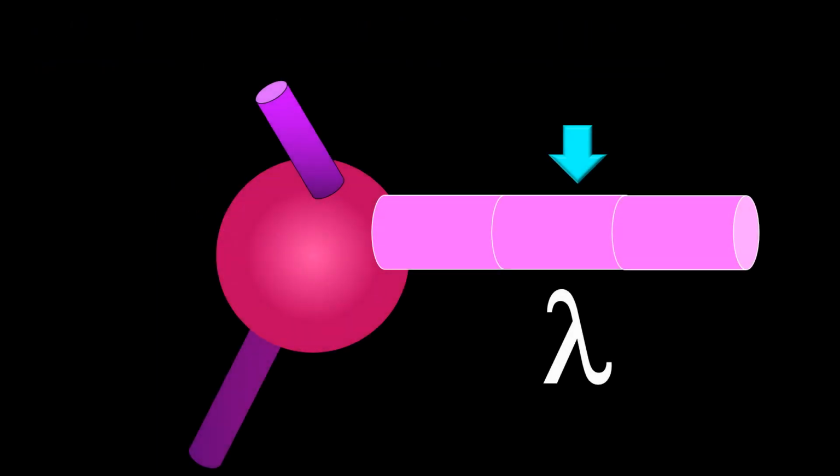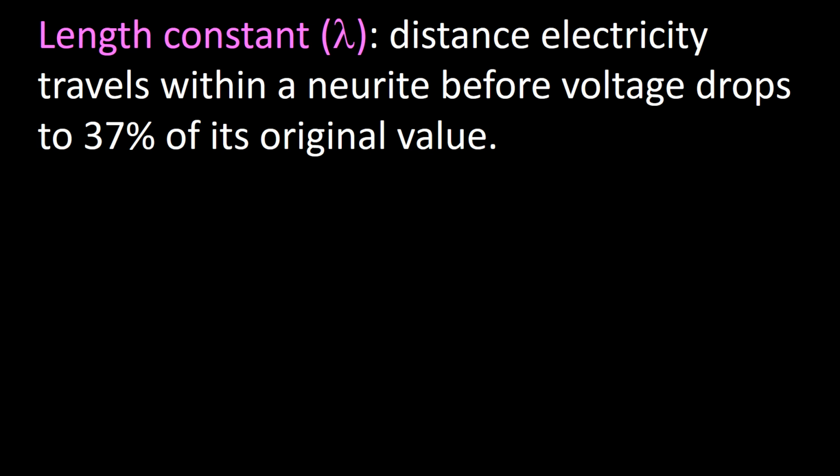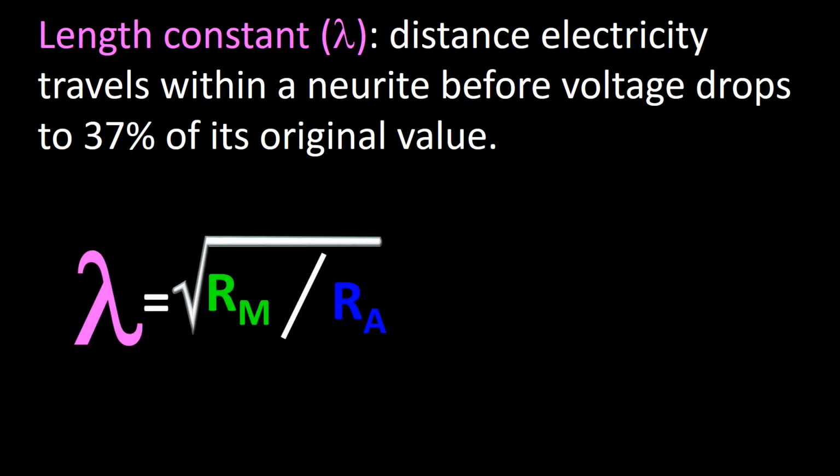Now we will go back to the axon to explain the factors involved in length constant. As previously mentioned, length constant refers to the distance electricity travels within a neurite before the voltage drops to 37% of its original value. Length constant is influenced by membrane resistance and axial resistance. It can be calculated by finding the square root of the division of membrane resistance by axial resistance. I will explain this in the next few frames.